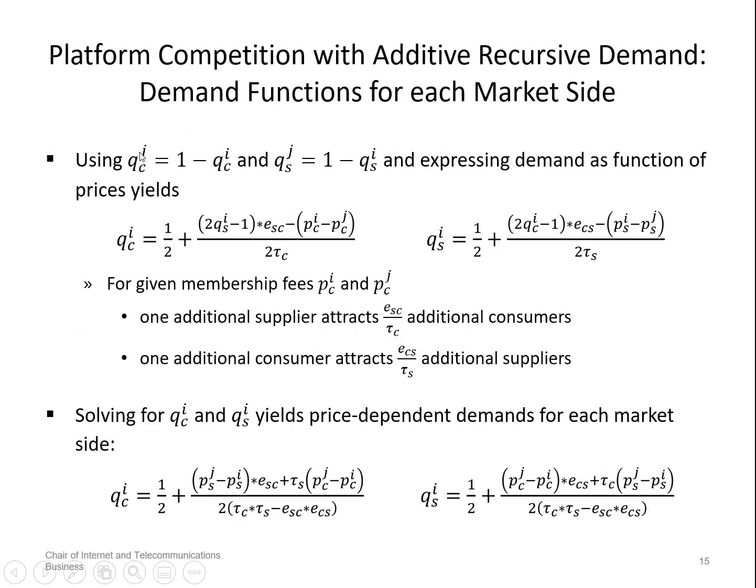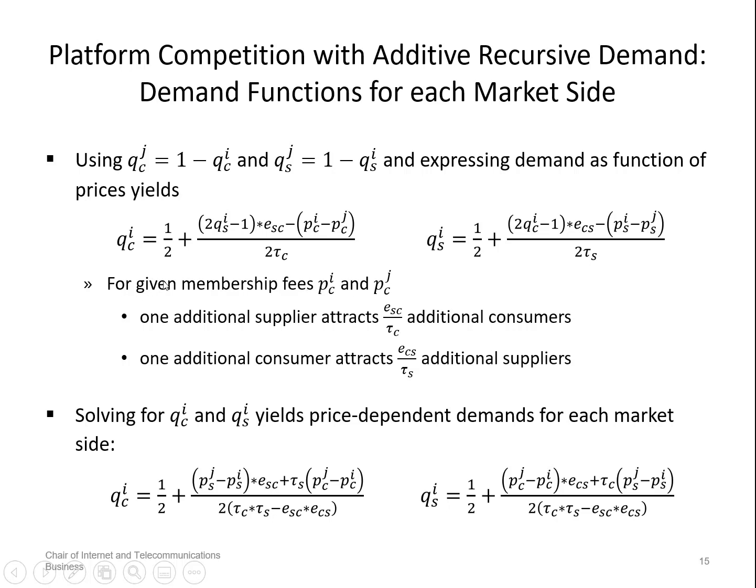Okay, so using the idea that it's a Hotelling setup, the demand for platform 2 is just 1 minus Q_i^C, and similarly for suppliers on platform j it is just 1 minus Q_i^S. Simplifying a little bit, we get the demand on platform i from consumers as the following expression. Similarly, the demand from sellers on platform i is the following expression.